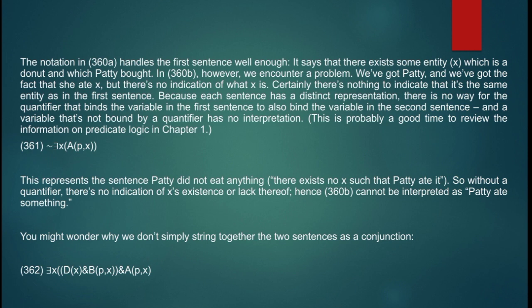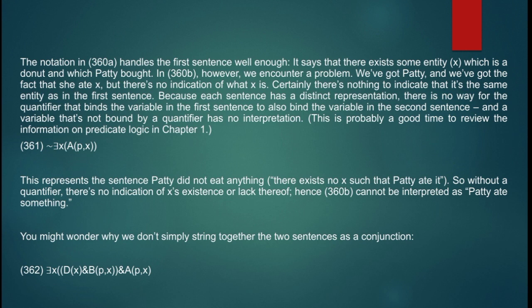In 360a, it says that there exists some entity x which is a donut and which Patty bought. But in 360b, we encounter a problem. So we've got Patty and we've got the fact that she ate x, but there's no indication of what x is. So certainly, there's nothing to indicate that it's the same entity as the first sentence, because each sentence has a distinct representation. There is no way for the quantifier that binds the variable in the first sentence to also bind the variable in the second sentence. And a variable that's not bound by a quantifier has no interpretation.